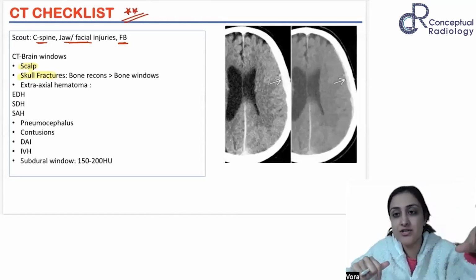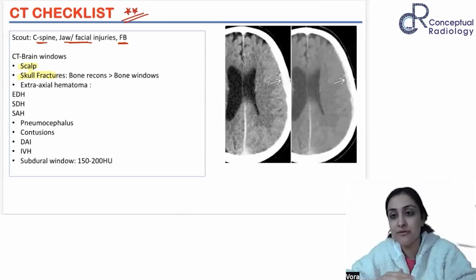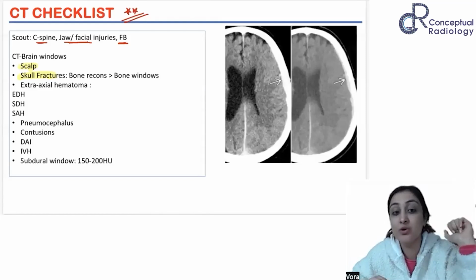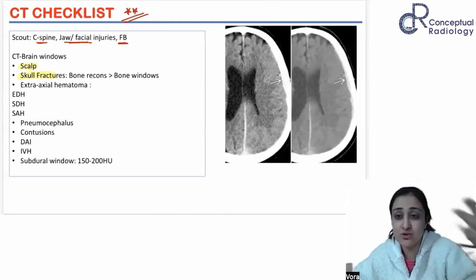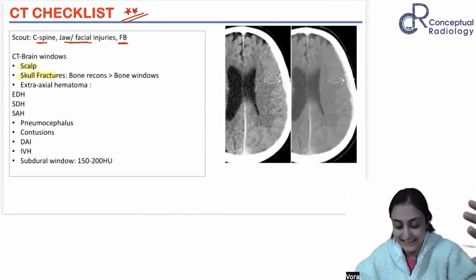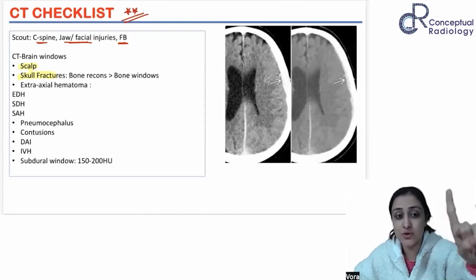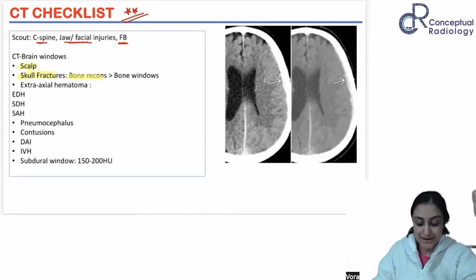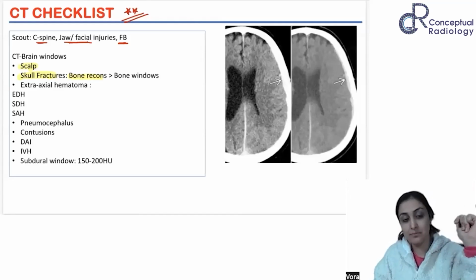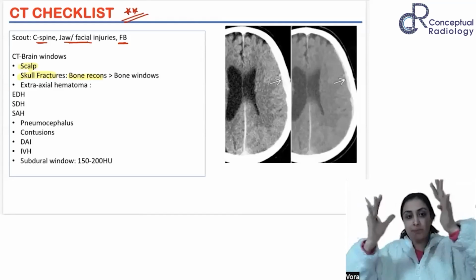So bone reconstruction is much better to evaluate fracture than just that simple bone window that you click to make the bone window. So always make this a habit, right? Learning all this from the first year is a really good place to inculcate good habits of reading. So start with the bone recons. Request your radiographer that this is what I want. It hardly takes 1 second to make them. So bone recons are better for evaluating skull fracture. That's the message.